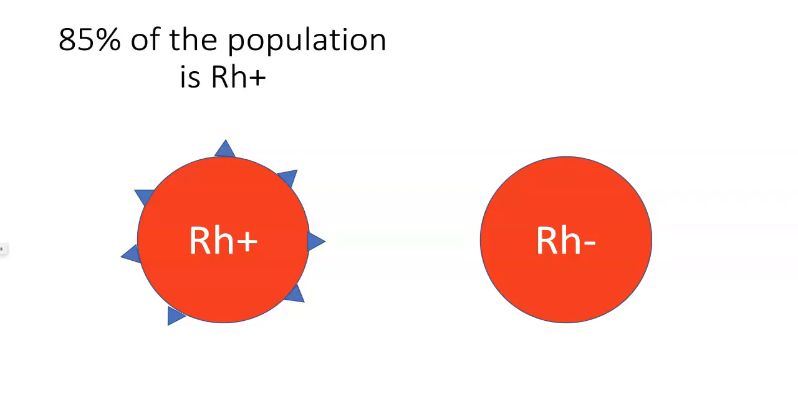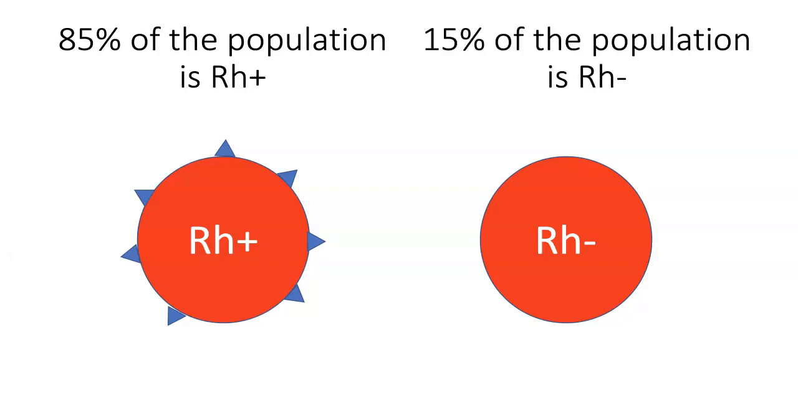Most of the population has Rh factor. 85% of the population is Rh positive. So only 15% of the population is Rh negative.